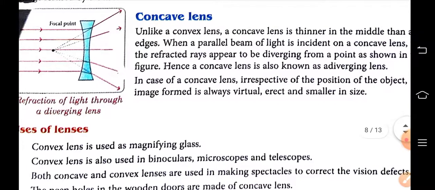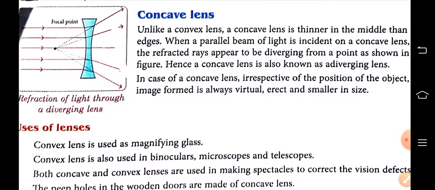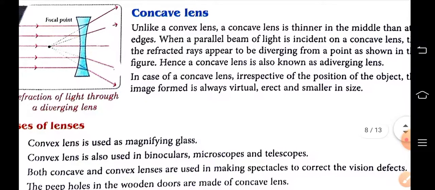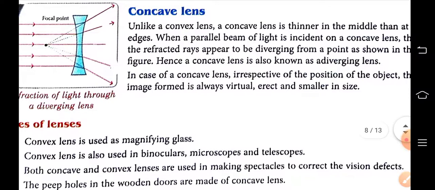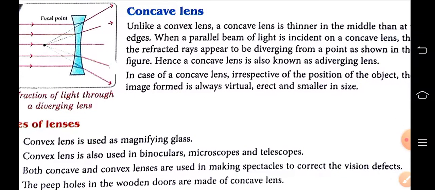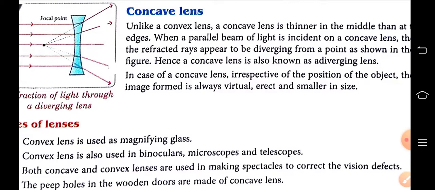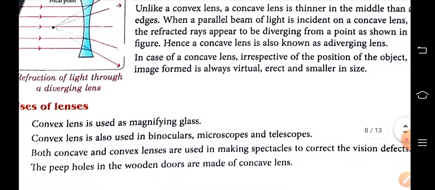इसमें convex lens की जैसे कोई भी चेंजेस नहीं होगा, ऑब्जेक्ट का पोजीशन कुछ भी रहे, always the image formed is virtual, erect and smaller than the object.